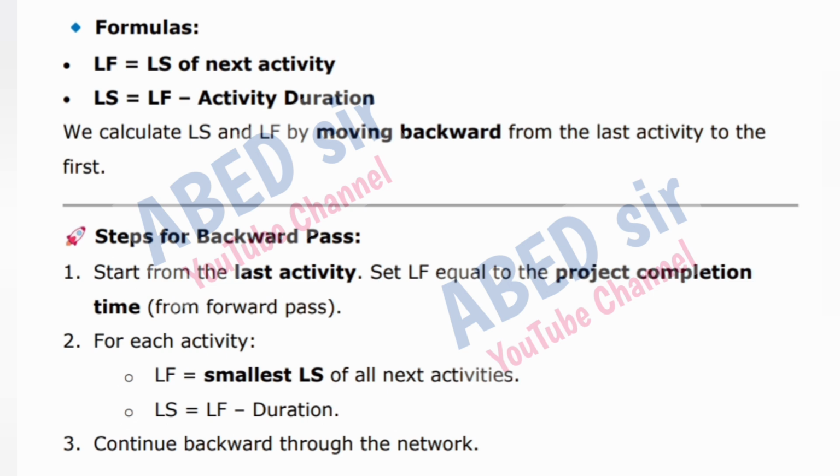Formulas. LF is equal to LS of next activity. LS is equal to LF minus activity duration. We calculate LS and LF by moving backward from the last activity to the first. Steps for backward pass. 1. Start from the last activity. Set LF equal to the project completion time from forward pass. 2. For each activity, LF is equal to smallest LS of all next activities. LS is equal to LF minus duration. 3. Continue backward through the network.